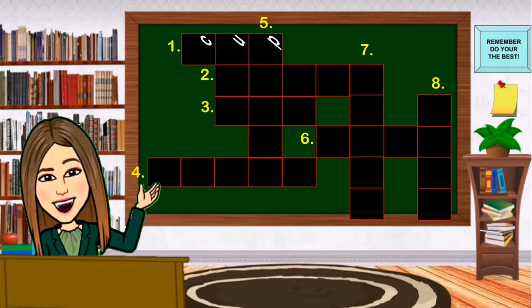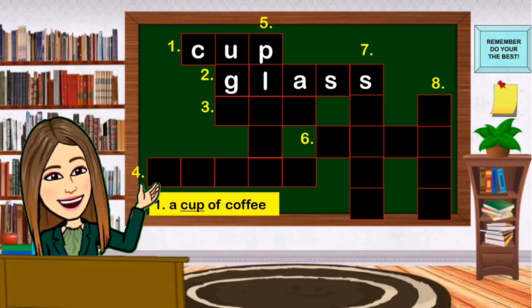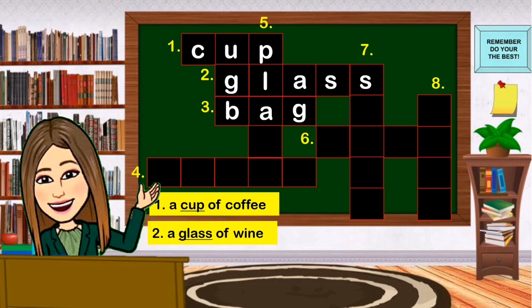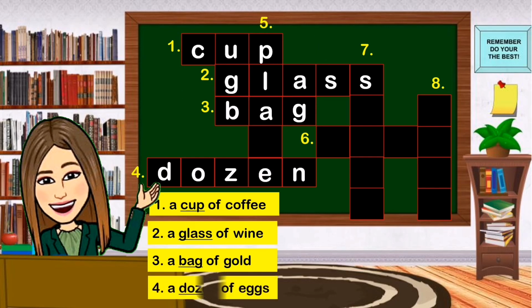Now let's check your answers. Number 1, a cup of coffee. Number 2, a glass of wine. And number 3, a bag of gold. Number 4, a dozen of eggs.